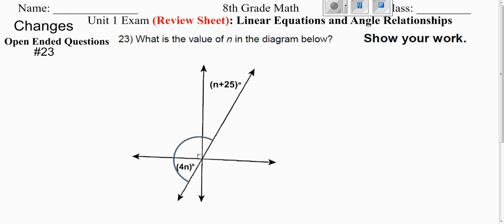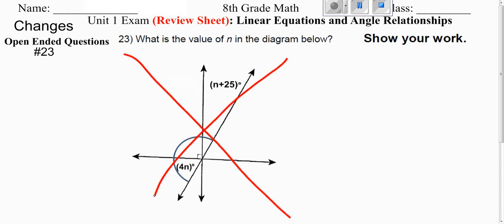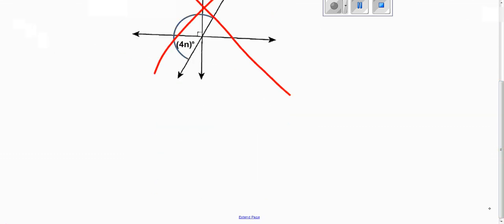All right, number 23, and yeah, another you're welcome question. So we got rid of this one. So don't worry about that. And I believe that is it. Let's see. Yep, all done.